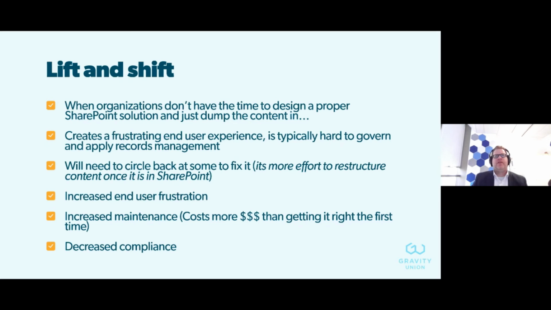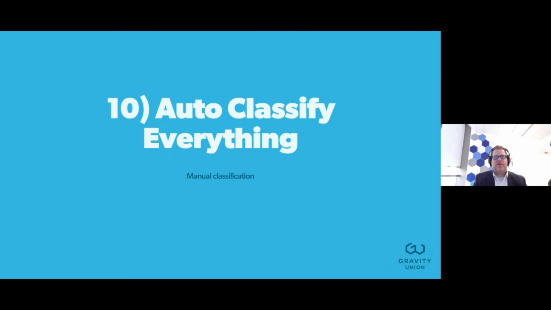So with lift and shift, we kind of rush into it. We just dump content into SharePoint. It becomes very hard to govern, and can create a frustrating end user experience that may create a steeper change management curve when you have to go back to the organization and re-implement SharePoint. We'll need to circle back at some point to fix it anyways. Typically, it's more cost effective to just get it right the first time because, again, content is a bit more sticky and less movable once it is in SharePoint. And again, typically we'll see decreased compliance because trying to classify records in a messy situation is always going to be a bit difficult.